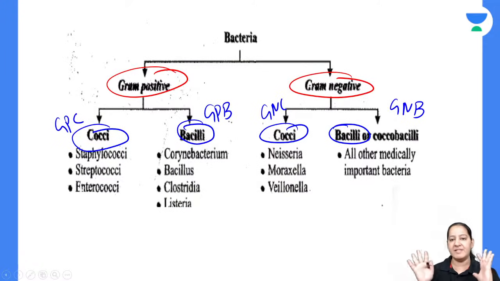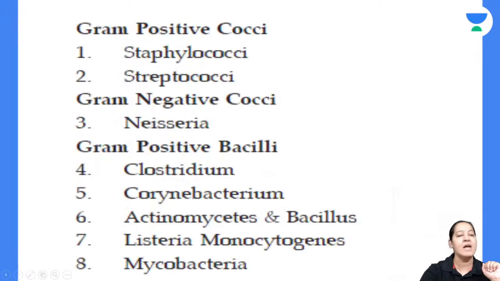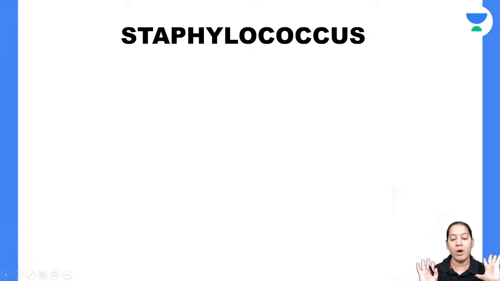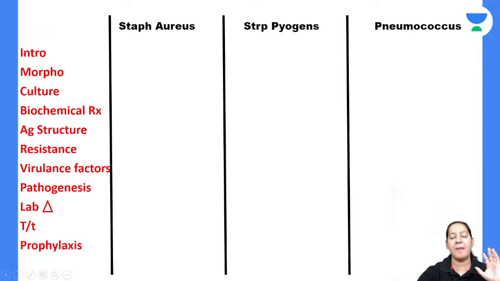Now there are many bacteria in each category. Let me start the first bacteria today, that is Staphylococcus. So what is unique in bacteriology here? I am going to teach you entire bacteriology in a tabulated manner. Now this is the unique thing which no one else in this world will teach you, right?